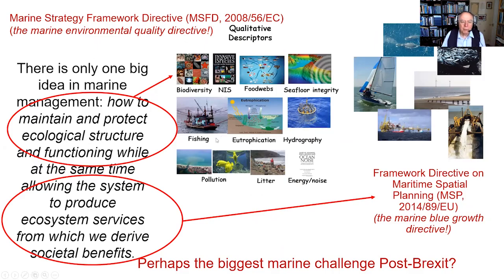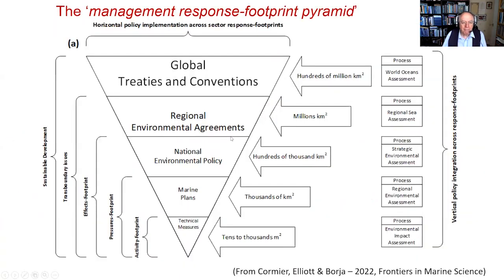But what this shows is we've now got the integrated management between the catchments and the coasts and estuaries and the seas. Where does that integrated management come in? It's the fourth of the types of footprint I mentioned, and this is the management response footprint. This is just to show that those management responses go from very local level technical measures, say for an individual activity, which might only cover tens to thousands of square meters, all the way up to global areas.